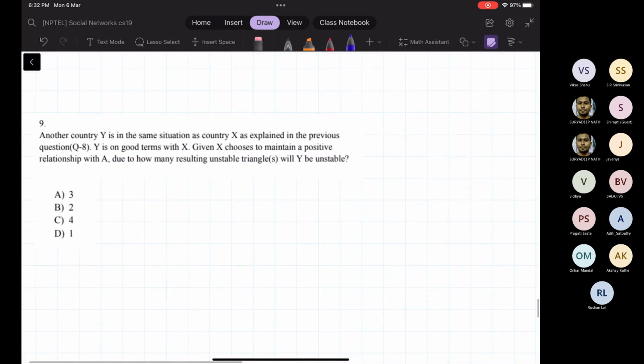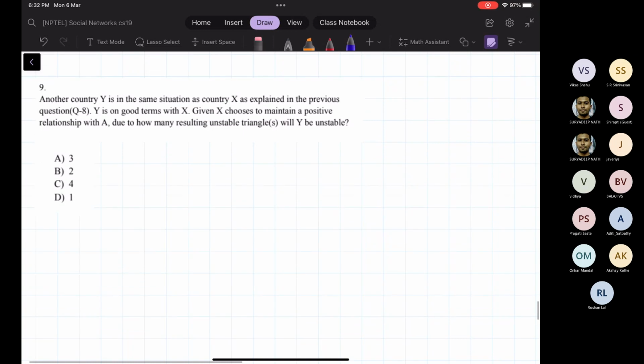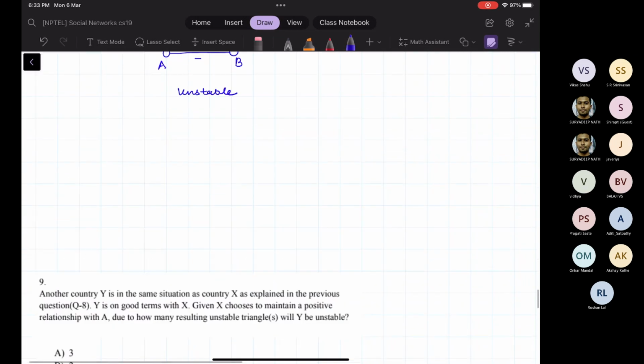Now coming to question 9. You have another fourth country in the loop. Country Y is in the same situation as country X, as explained in the previous question. If you remember, X was in good relationship with both A and B. And now country Y is also in the same situation. It's in good relationship with both A and B. And Y is also on good terms with X.